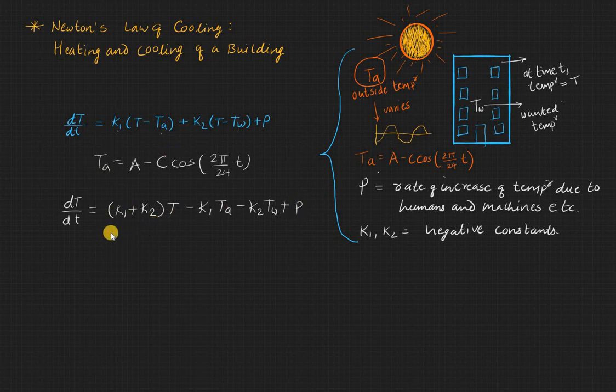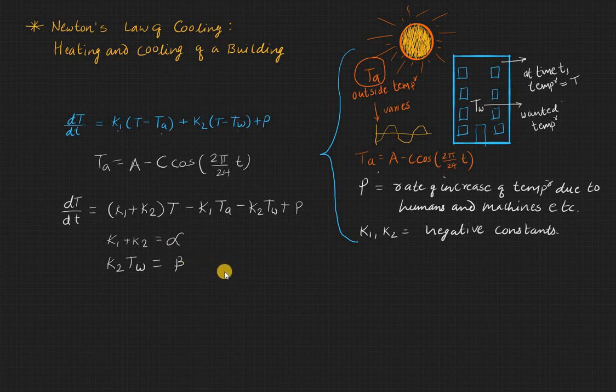So we can assume that K1 plus K2 is one single constant coefficient, which we can denote by alpha. Then we can also assume that K2 into TW is equal to beta. Since TW is a constant, because we are not going to change it with respect to time, it's the wanted temperature inside the building, we can consider it as a constant value.